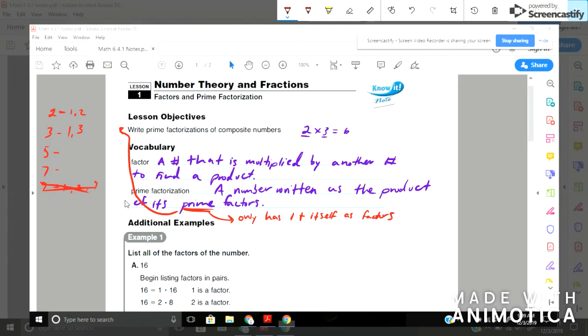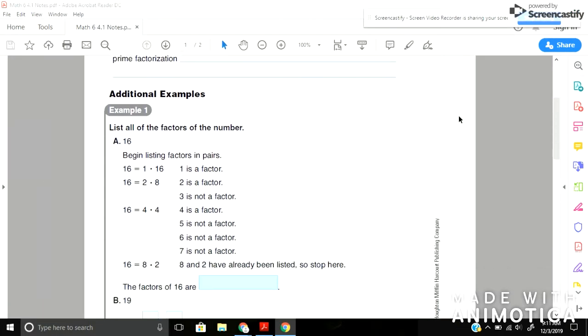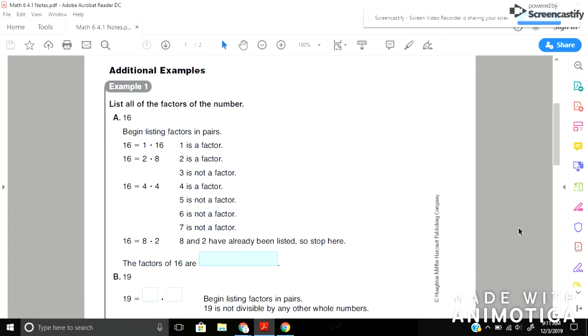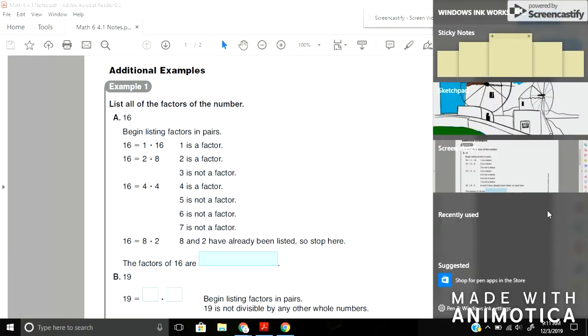Okay, so a prime factorization is a number written as the product, so multiplying its prime factors. And I'll be sure to go over quite a few examples of prime factorization as well. Let's start with example 1, where we look at just factors to start, where we're trying to find the factors of a number.